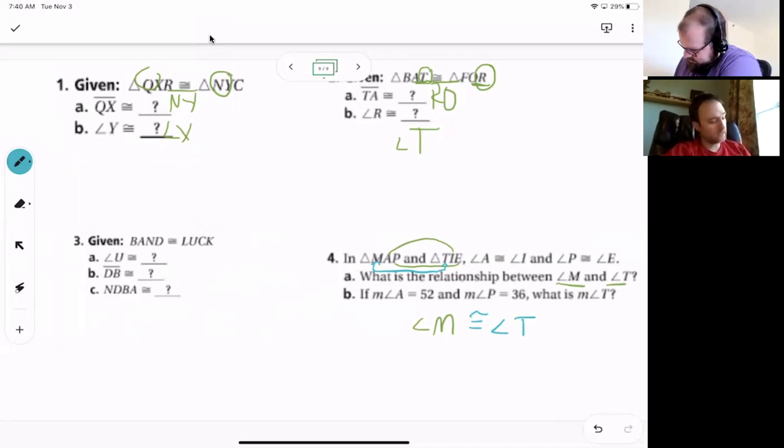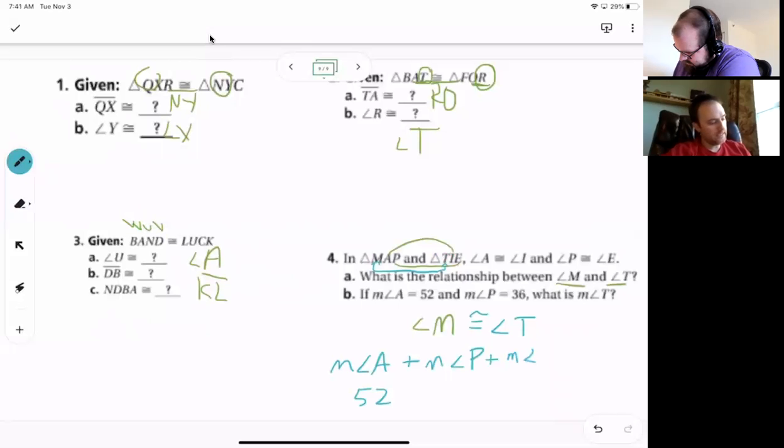And then in honor of Mr. Daniels, we have band luck. So we have angle U and angle A are going to be matching up. D, B, and KL are matching up. And then NDBA, that sounds scary, but if you just read it as NDBA, then that's going to be CKLU. CKLU. Clue, clue. That sort of does.